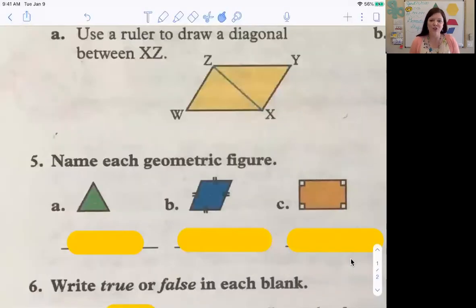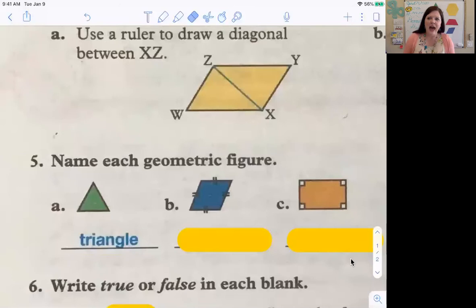Let's see how you did for section 5. Let me go ahead and share my screen one more time. For section 5, you are writing the answer for each geometric shape. Let's look at that green one together, letter A. Notice how many sides it has. Go ahead and count them. 1, 2, 3. Something that has 3 sides and 3 angles is called a triangle.